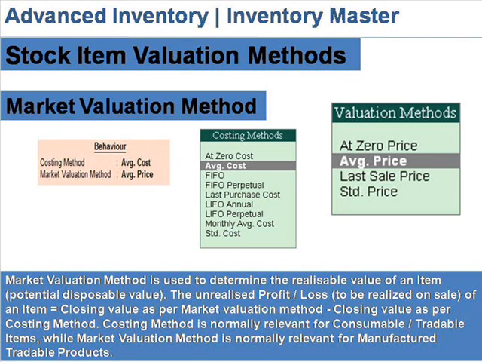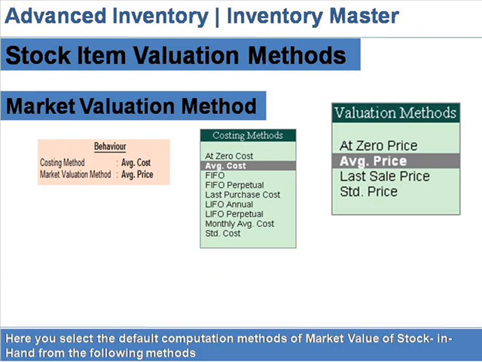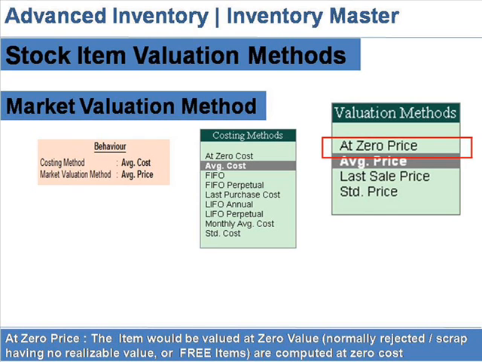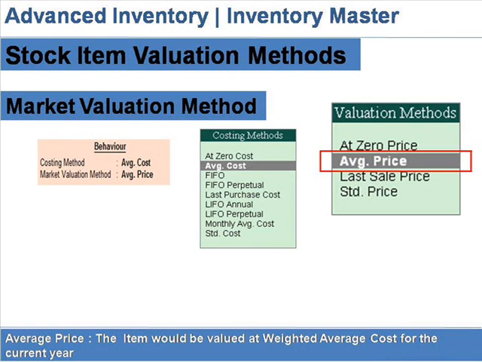Costing method is normally relevant for fungible tradable items, while market value is normally relevant for manufactured tradable products. Here you select the default computation method for market value of stock in hand from the following methods. At zero price, the item would be valued at zero value. Normally rejected scrap having no realizable value or free items are computed at zero cost.